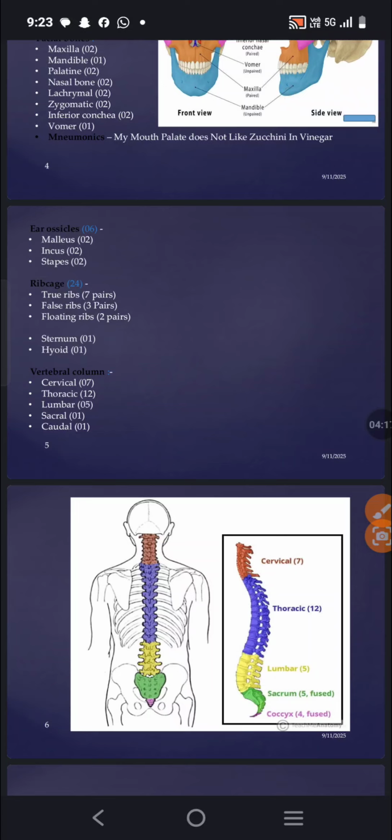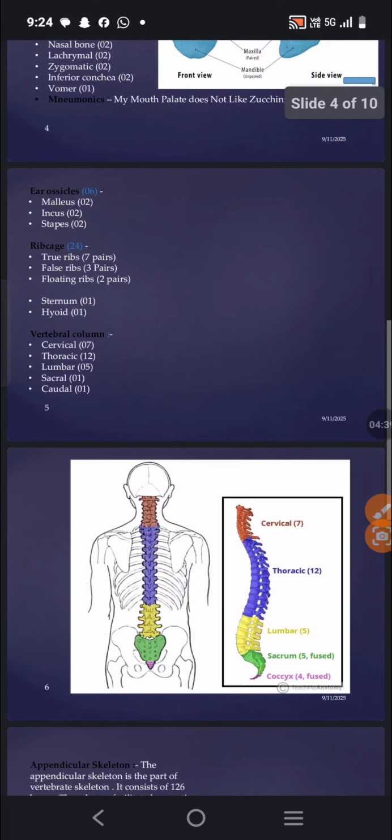Next, the vertebral column. The vertebral column consists of different types of bone. The vertebral column is divided into the cervical region, thoracic region, lumbar region, sacral region, and caudal region.